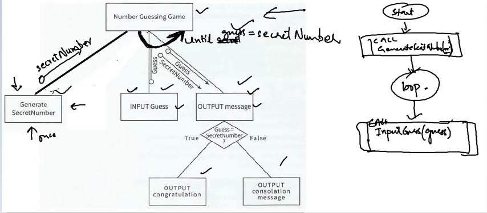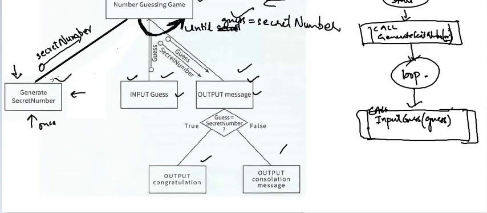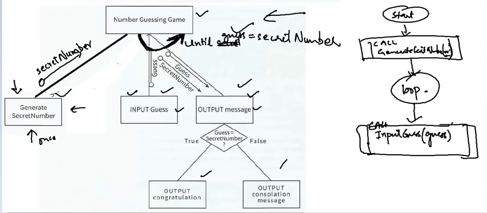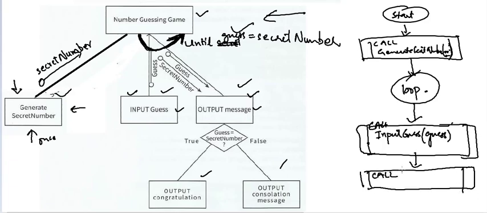And then we are doing what? Then we are calling output message, right? This is what we're doing next. Call output message, and we're passing two parameters, guess and secret number. I don't have space, so I'm only going to write G and S, but you're supposed to write the full name of the parameters being passed, right? In the exam you're supposed to write the full name of the parameters being passed.